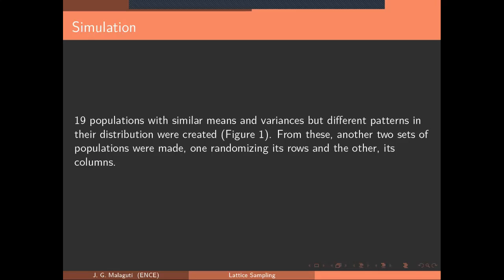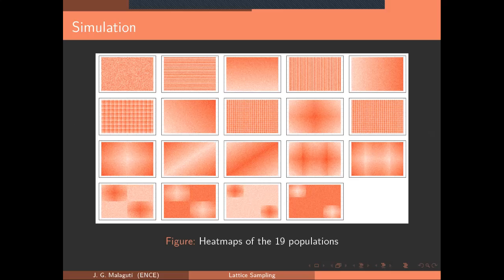19 populations with similar means and variances but different patterns in their distribution were created, some focusing on clusters of values and others attempting to create periodicities that could feasibly exist in reality. From these, another 2 sets of populations were made, one randomizing the rows and the other its columns. These are the heat maps of the original 19 populations prior to the creation of the other 2 sets.